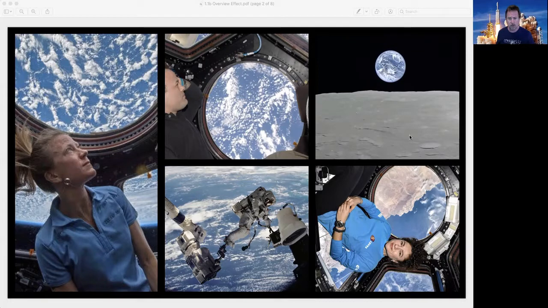This is a picture of the Earth taken from orbit around the moon. This is not an Apollo image, but this one in the upper right is an image from a reconnaissance spacecraft that orbits around the moon, and it took this picture. And so this gives you a sense of what that looks like from the distance of the moon.